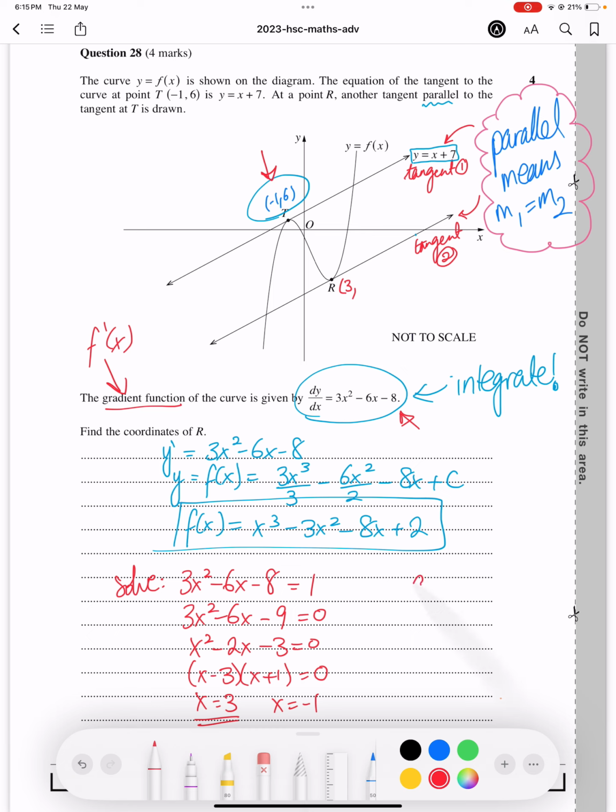Now, at x equals 3, y equals 3 cubed minus 3 squared minus 8 times 3 plus 2, which these cancel, leaving minus 24 plus 2, which is minus 22. And so therefore, the coordinates of R are (3, -22), and that is your answer.